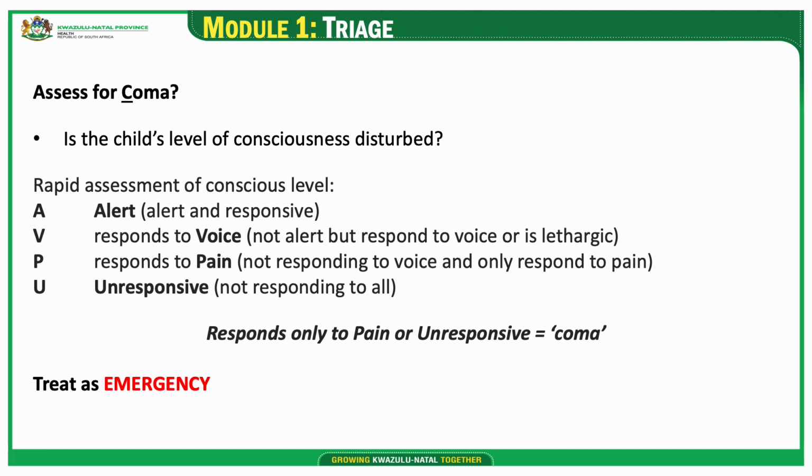To assess for coma, we need to know whether or not the child's level of consciousness is disturbed. A rapid assessment of conscious level we do according to the AVPU scale, as opposed to the more complicated Glasgow Coma scale. The quick assessment of conscious level is: A is for alert, V responds to voice, P responds to pain, or U is unresponsive. If the child only responds to pain or is unresponsive, this is a coma.